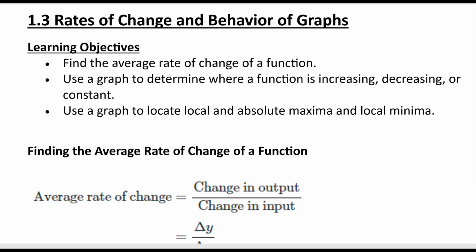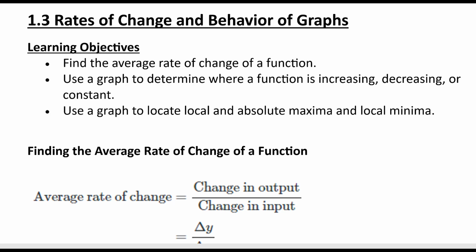For this video, we are going to look at 1.3, rates of change, is the first part. So learning objectives for this video: the average rate of change. Find the average rate of change of a function. Use a graph to determine where a function is increasing, decreasing, or constant. That's going to be the second video we make for this section. And use a graph to look at local and absolute maxima and minima.